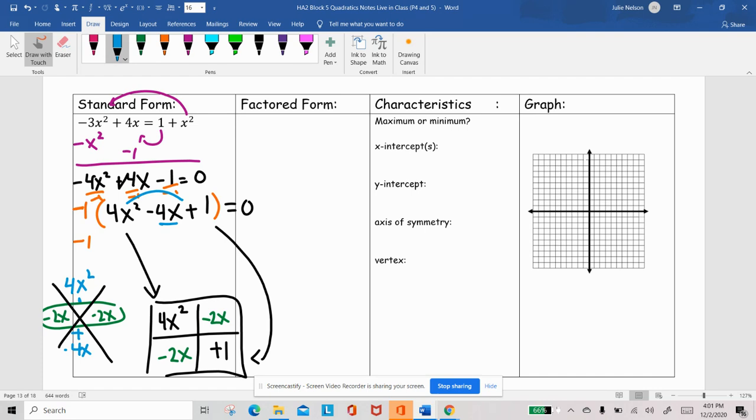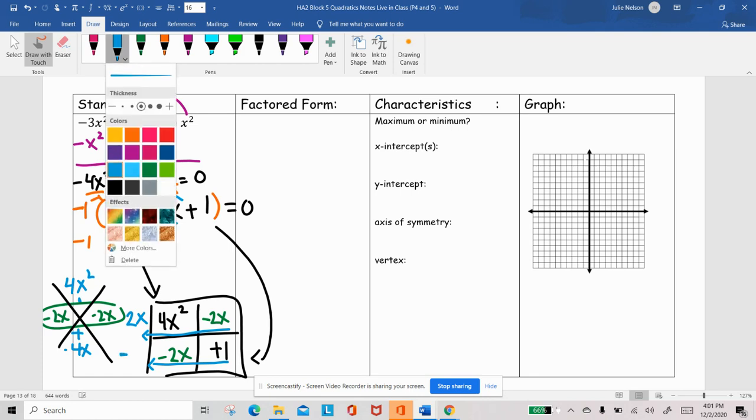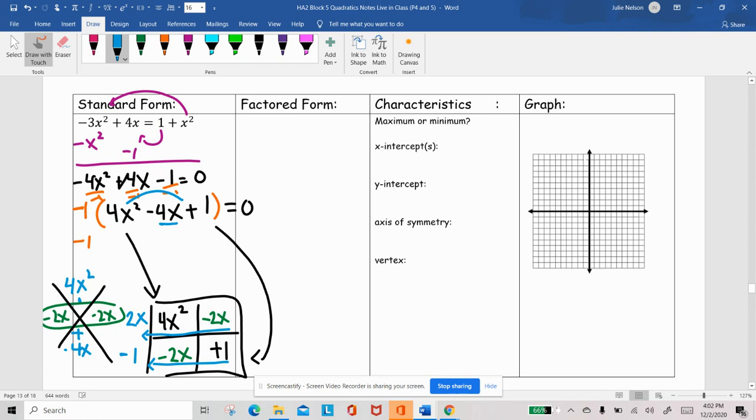Now be careful, if you're using the box method, it's very important that you follow the arrows. So going to the left, what does 4x squared and negative 2x have in common? They have a 2x. What does negative 2x and positive 1 have in common? Notice it starts with the negative. So you need to factor out a negative and they both divide by 1. Okay. Going up, following the arrows.